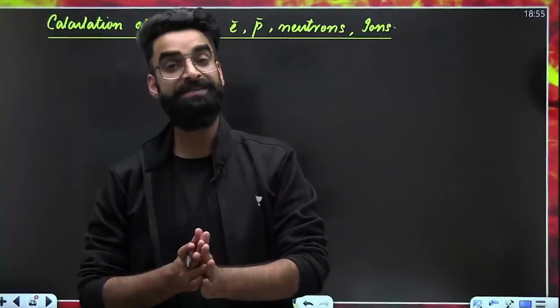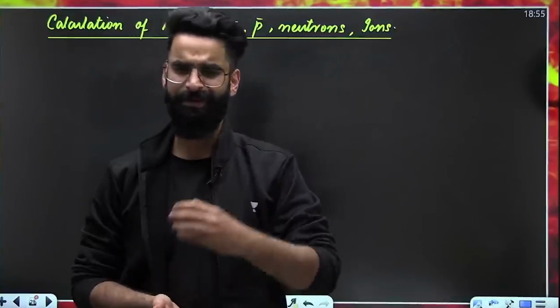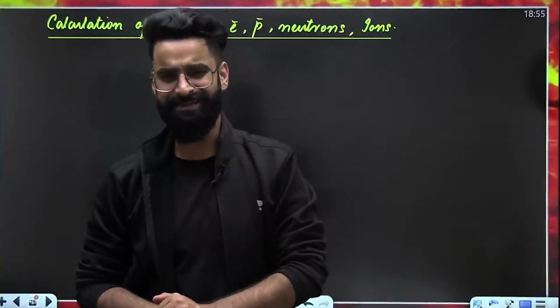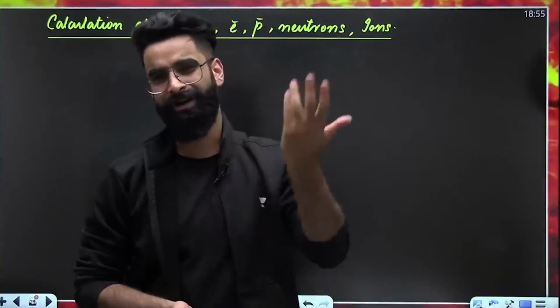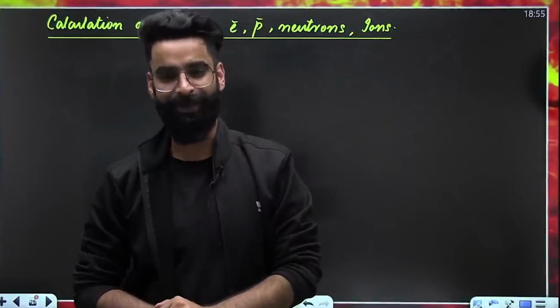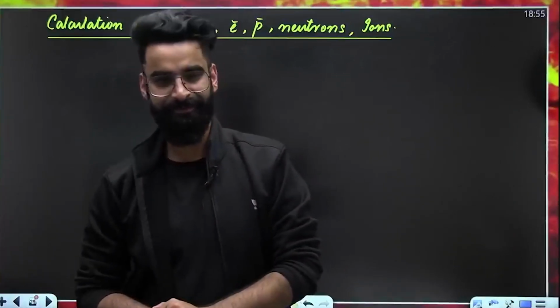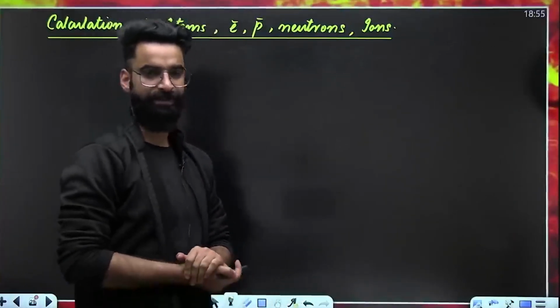Avogadro's number value you have to take as 6.022 into 10 raised power 23. Right now, I'm just taking it as Na, so that we don't get involved in brutal calculations. Let's move on then, guys.